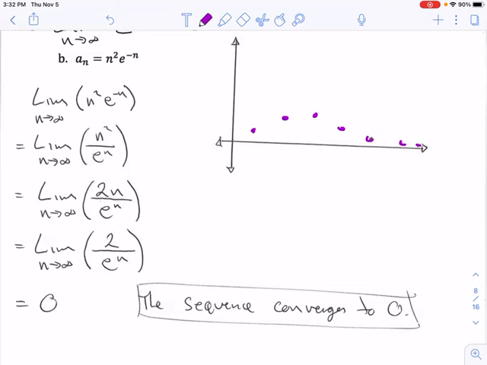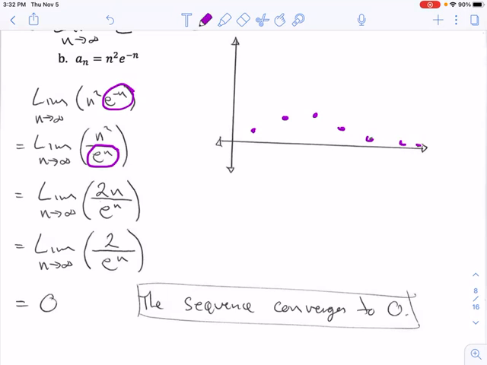Now, to find the limit of this, because if you just let n be infinity, we get infinity squared times e to the negative infinity, and it's kind of vague as to what is actually going on there. So to use L'Hopital's rule again, we can take e to the negative n and put that in the denominator and make it e to the positive n.